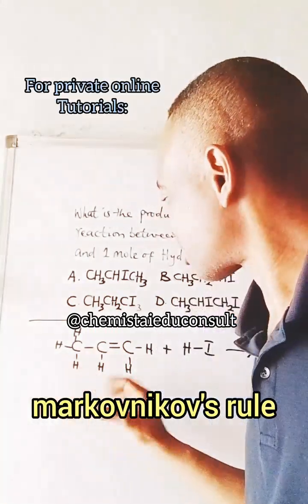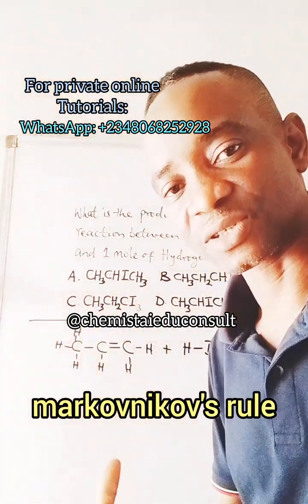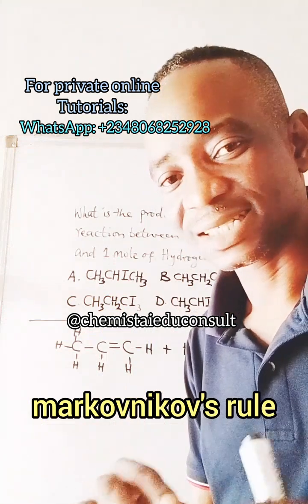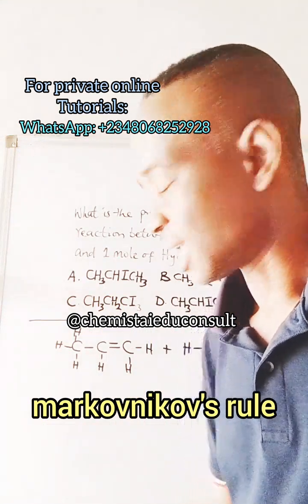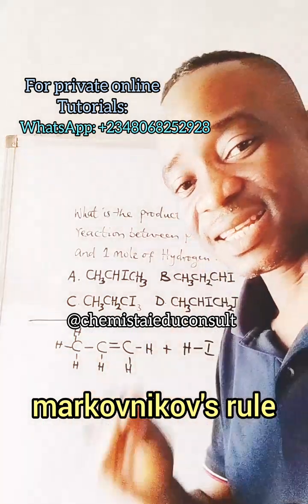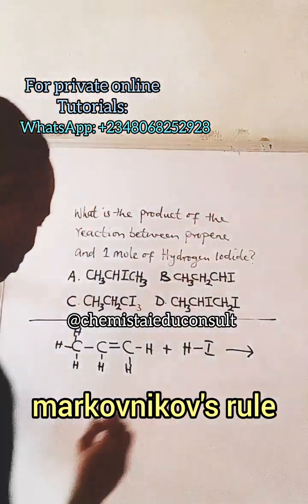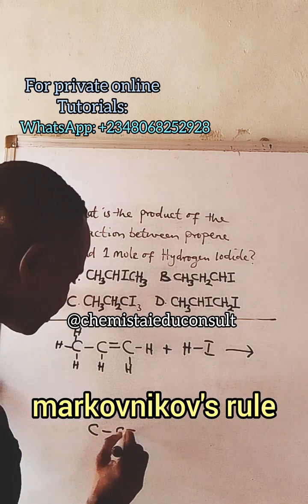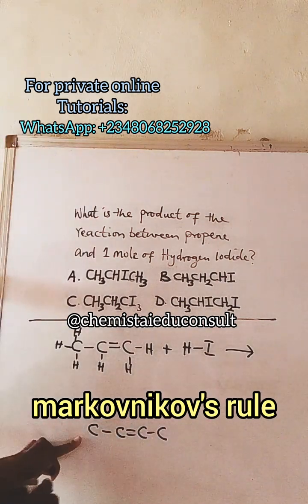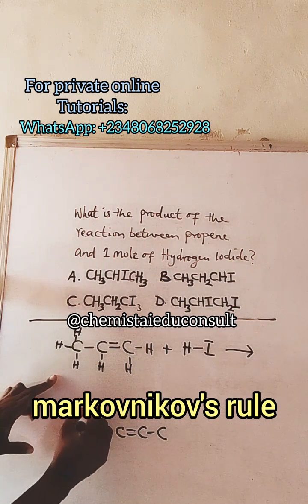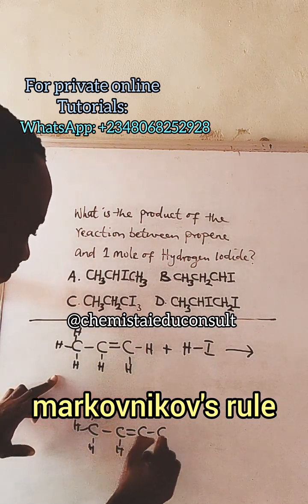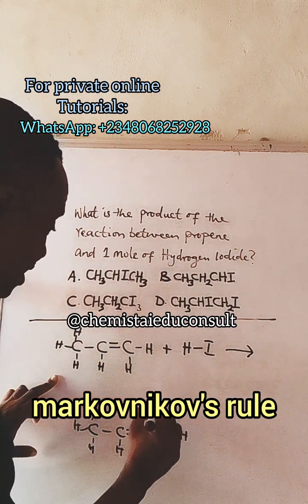You know, the symmetry of a molecule affects the kind of product it forms, but this concept is somehow silent in our secondary schools. The symmetry of alkene is very, very important. For instance, this alkene is symmetrical. Why is this one not? You will see why now.